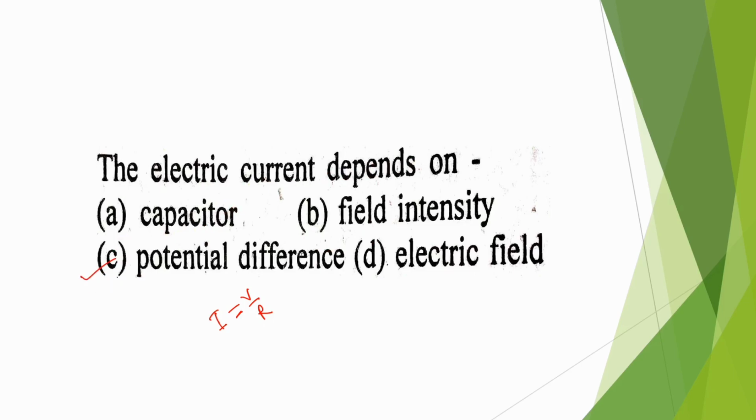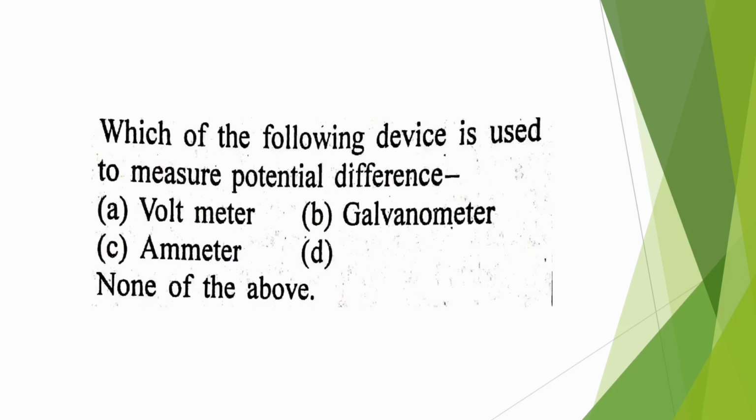So we'll proceed with the next question. The next question is: which of the following devices is used to measure potential difference? This question, I think students, you can answer. So the potential difference measuring device is what? It is always measured with the help of a voltmeter. This question was very easy, I think, isn't it, dear students? So let us proceed with the next question.